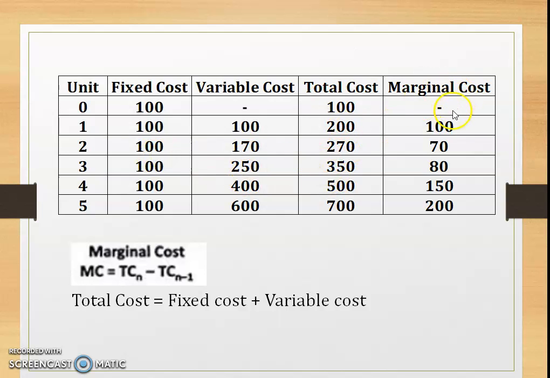Okay. Marginal cost is nothing but the extra cost. Suppose when the units of production is 1, the total cost incurred is 200, and when no unit is produced, it is 100. The difference between these two, 200 minus 100, is the difference in amount, and that is called the marginal cost. The formula has been given here.